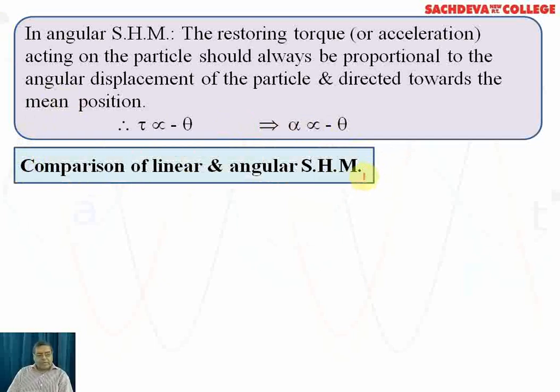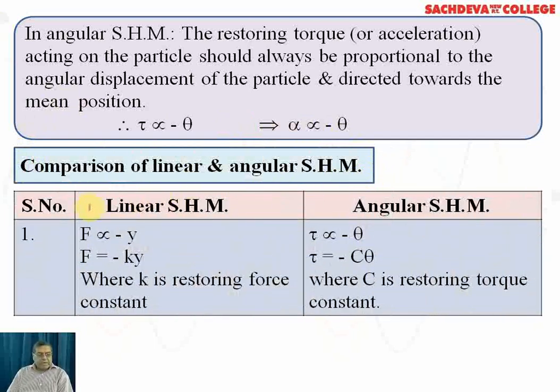Comparison of linear and angular SHM. Now we have to make certain comparisons. So what we find is, in the linear SHM, F is proportional to minus Y, and in angular SHM, we find torque is proportional to minus theta. Minus always indicates the direction, whereas the physical quantities are F and Y, or torque and theta.